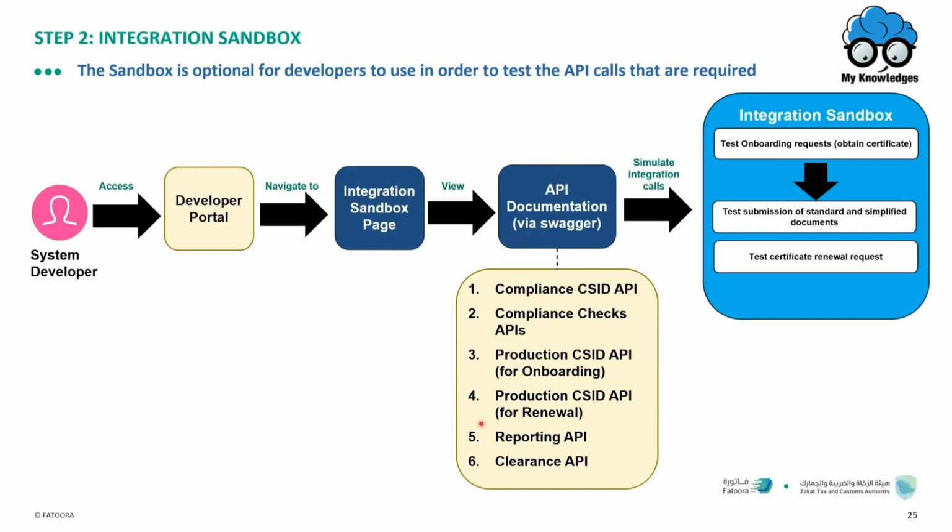We have 6 main APIs: the compliance CSID API, compliance checks APIs, production CSID APIs for onboarding, and similarly for renewal. And then finally, the 2 APIs for submitting e-invoices in a reporting mode, which is the B2C, and in a clearance mode for B2B. And again, we're going to have a dedicated session for the integration sandbox to go over all the useful tools there and see how you can test your solution against a sandbox environment.